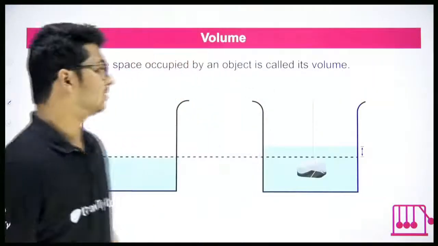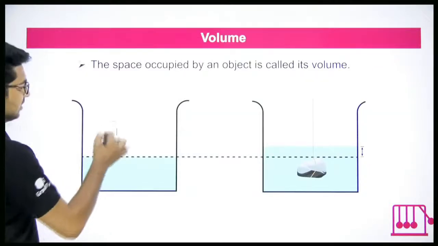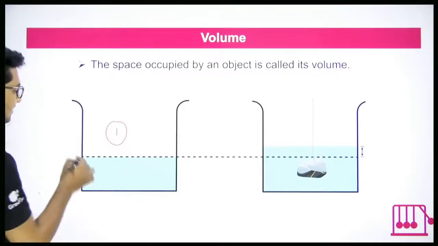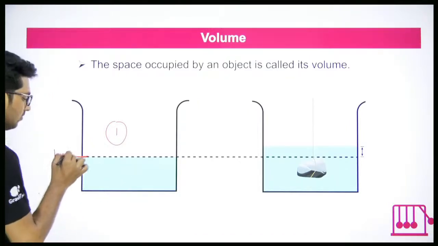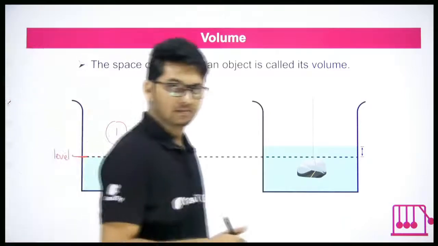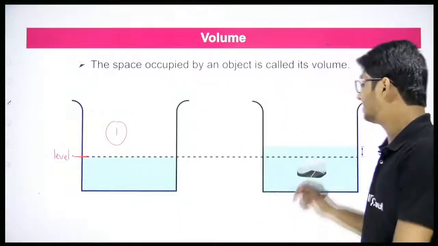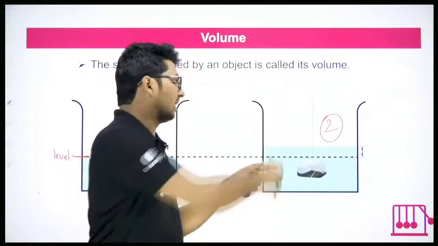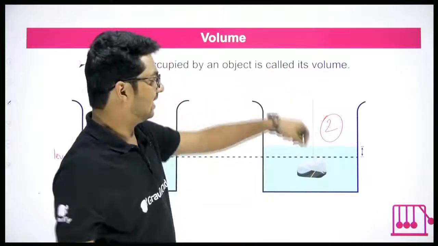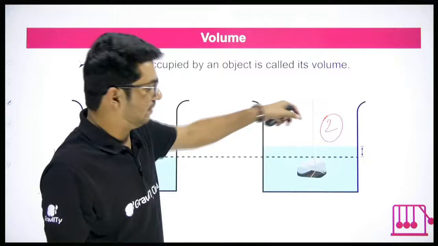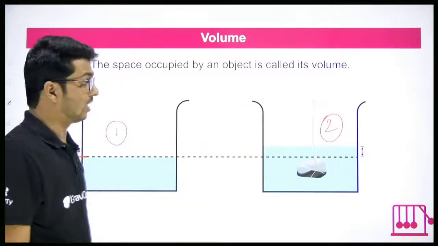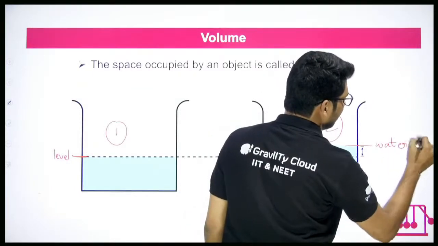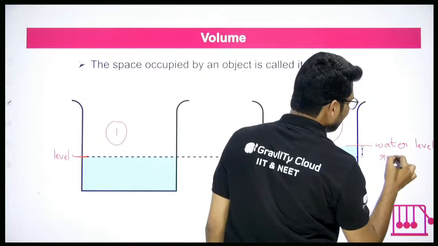We'll have a simple example here. Look at this first example. I have taken a container and that container has water. This is the level of water, until here you have the water. Simple. Now in the second case, we are taking a stone, tying that stone with a thread, and dipping it in the water. And what happens? You can clearly see that the water level rises.